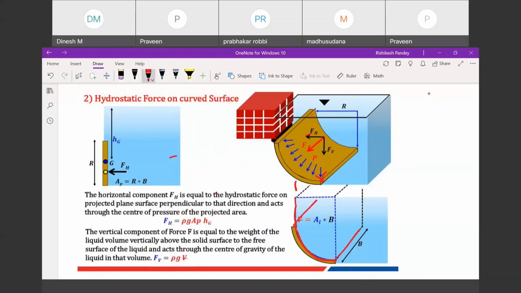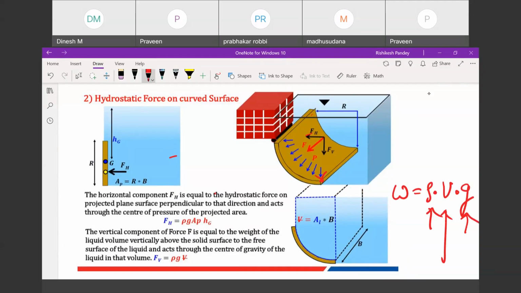This curved surface is there now. You simply calculate the weight of this fluid, which you can see in this figure. How will you be able to calculate the weight? Weight is density multiplied by volume multiplied by g. The density of the fluid you will know, and g is a constant value. The main task is the volume.